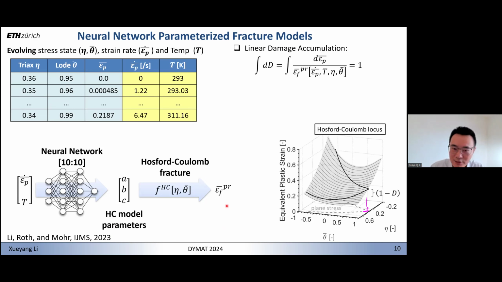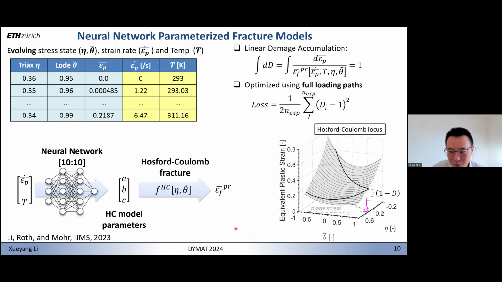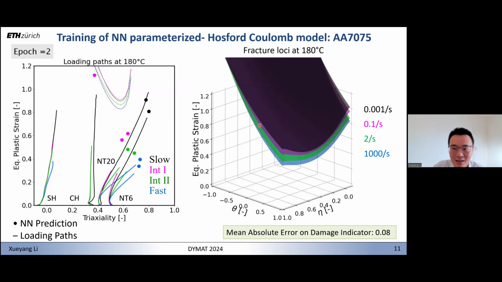And the advantage here is that instead of doing a model in 5D space, the neural network can control the strain rate and temperature dependency, while the stress state dependency is controlled in an orderly fashion by the Hosford-Coulomb fracture model. And we use a linear damage accumulation to account for non-proportional loading, and these models can be optimized using full loading paths. Now let's have a look at how the network adapts itself during the training.